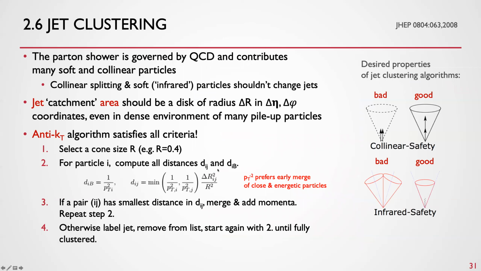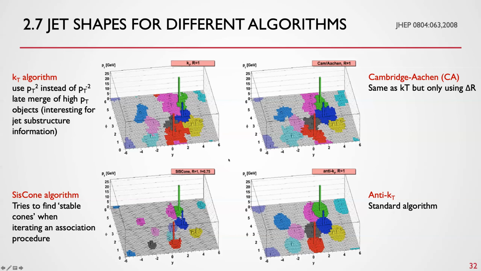The anti-KT algorithm favors an early merge. That means if you have two particles of high momenta, because of this 1 over pt squared, it's the first thing that it merges. So it starts with merging the high energetic particles, and then it has a really highly energetic one, and it merges the softer particles that were maybe radiated off. Other algorithms started the opposite way. They start by first accumulating the lower energetic particles, and at the end, they merge the higher energetic ones.